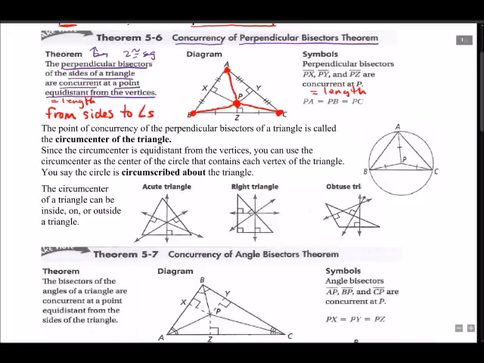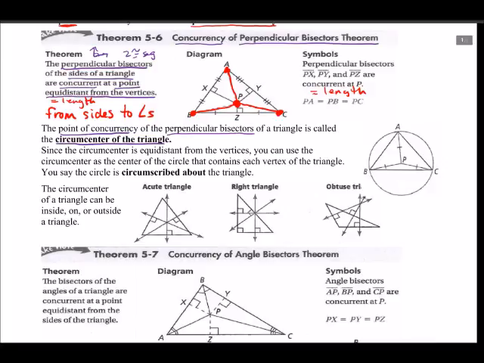The point of concurrency of the perpendicular bisectors is called the circumcenter of the triangle. Now, let's figure out what that word means. The prefix circum, where do we use that? Circumnavigate. You circumnavigate the globe. What does that mean? That means you sail around the entire earth. Or circumference, that's around the outside of a circle.